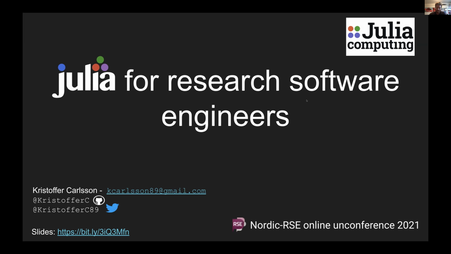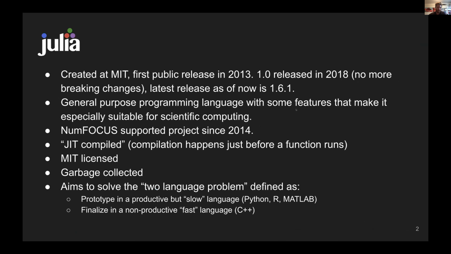Thanks. So today, my goal is to show you a little bit about the Julia language and why that might be useful to have as one tool in your tool belt. So a little bit of background about the Julia language. It was created at MIT and it's quite new. It was first publicly released in 2013. 1.0 was released in 2018. And after that, there's no plan for more breaking changes for a long time. So your code should just keep working with newer Julia versions.